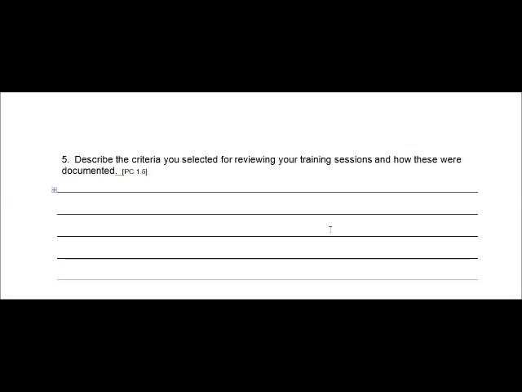Okay, so examples could be the amount of interaction. That could be some of the criteria that you use for reviewing your training sessions. It could be feedback on feedback forms, feedback from supervisors. It could be whether or not the learners could actually correctly apply the knowledge that you taught them during the assessment part of the training session. So number 5 is just outlining the criteria that you're going to use to review how your sessions went.